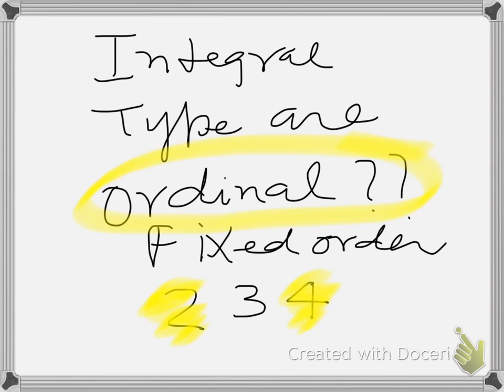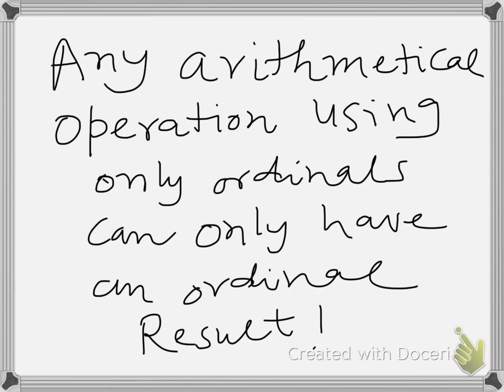The other thing is that when you do any arithmetic operations on ordinals, the result must be an ordinal. So any arithmetical operations using only ordinals can only have an ordinal result. And the most confusing part of that is that if you divide an ordinal by another ordinal, you cannot get a fractional result. You'll get only a whole number. We'll talk about that a little bit later.